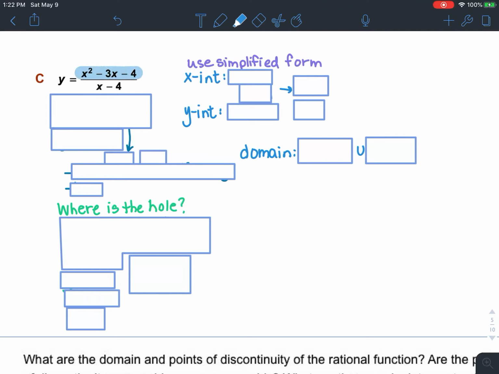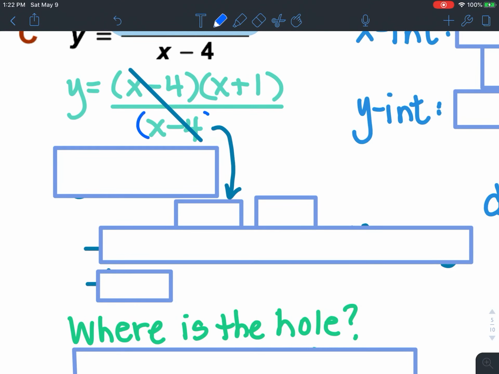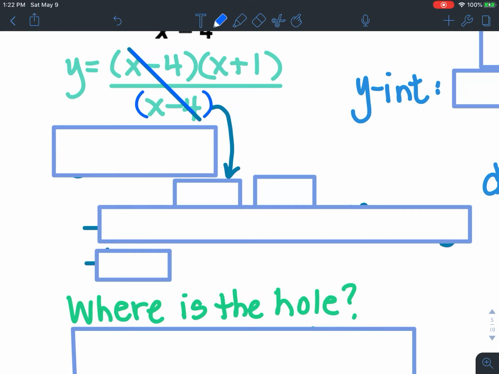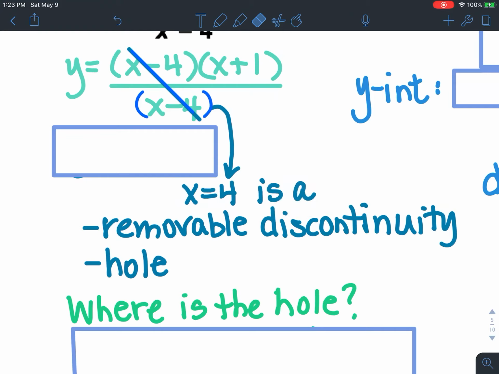All right, let's come down to this one. This one, it's the top that can be factored. So we're going to factor that first. And the top factors to x minus 4, x plus 1. Now, if you notice here, that has the same factor on the top as it does on the bottom. And so those can cancel. When a factor on the top cancels with a factor on the bottom, that's what makes a hole. And a hole is what's called a removable discontinuity. And that's where x is 4.